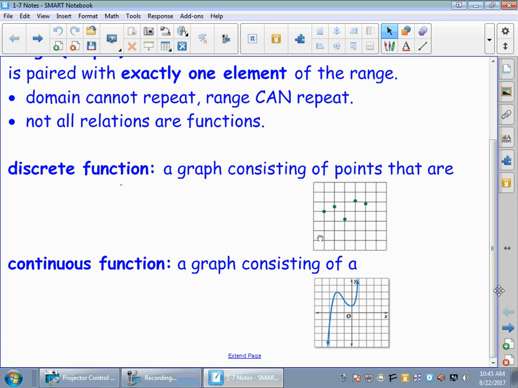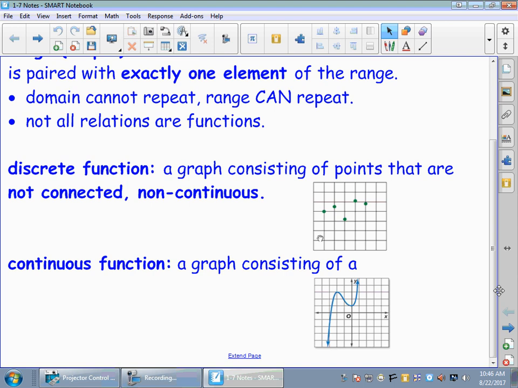A discrete function is a graph consisting of points that are not connected. They're non-continuous. So this is a function because when I look at it, they all have different x values. The domain did not repeat. So I can clearly see that just by glancing at it, that none of the domains repeat. So that's a function, but they're all just scattered.